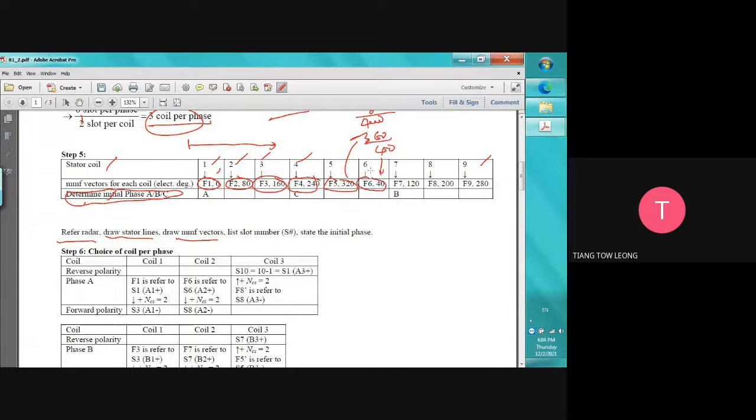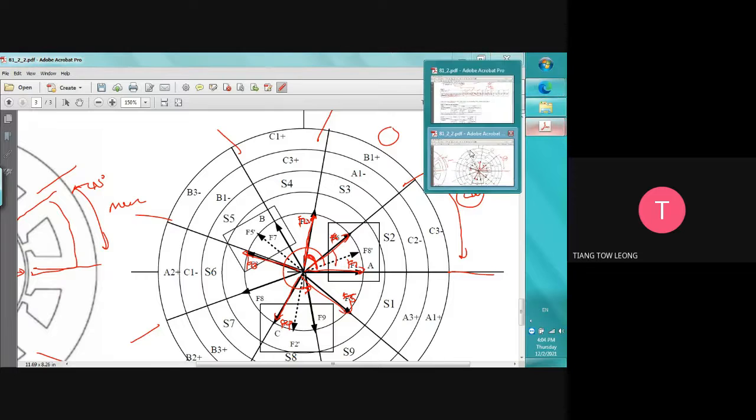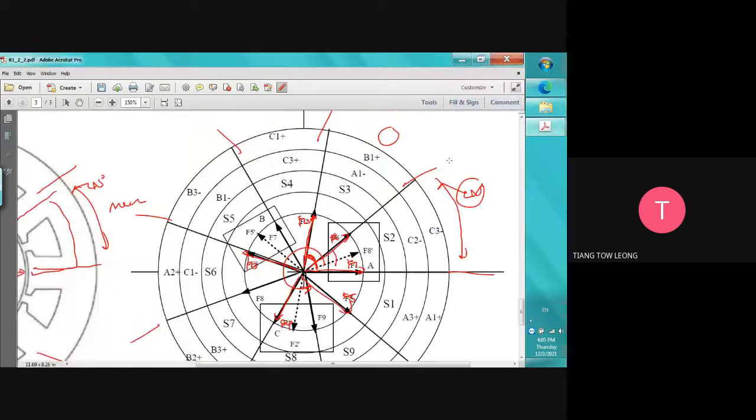Then F6 is 40. Draw first, no worry. So we know that this is 40, right? So this is F6, 40 degree. Next, F7 120. So 40, 80 plus 40, this is 120. Then this is F7.